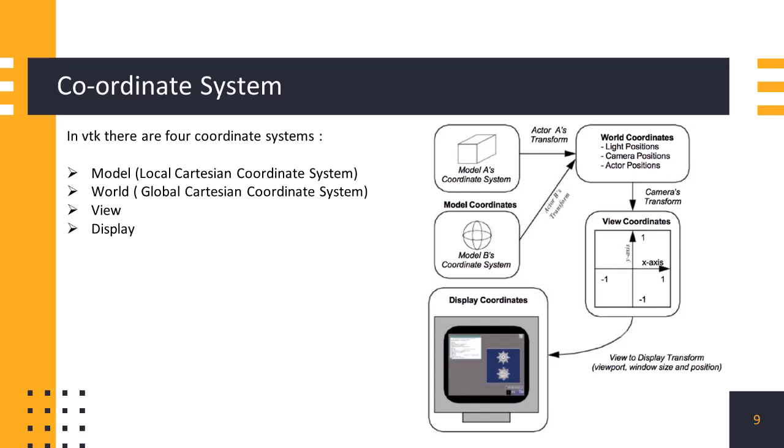VTK's rendering pipeline performs transformations from world coordinate system to view coordinate system during rendering to project objects onto the screen. Display is the coordinate system of the screen or viewport where the rendered image is displayed. It is a 2D coordinate system, with the origin at the top left corner, and positive x-axis extending to the right, and positive y-axis extending downwards.